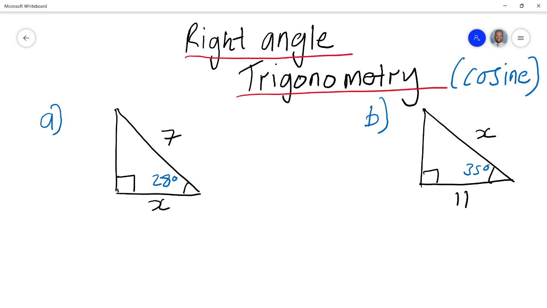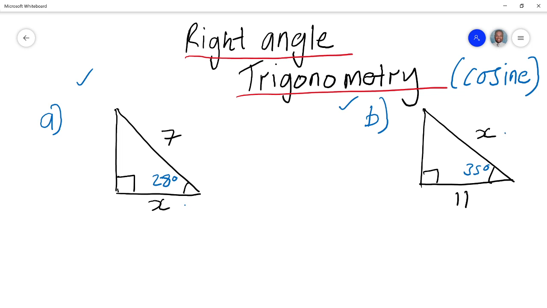Hi guys, in this episode of the series, we're going to be talking about solving right angle trigonometry questions with the emphasis of using cosine, or the cosine ratio. All right, so we've got two questions here. We've got A and we've got B, and we need to work out the value of X here and there.